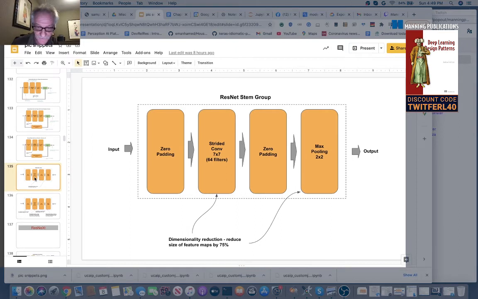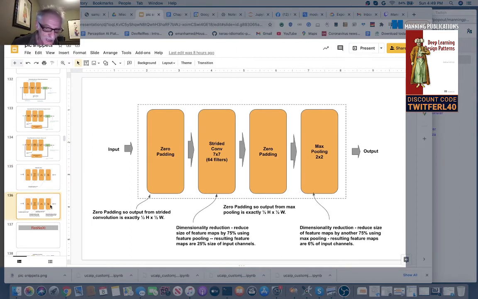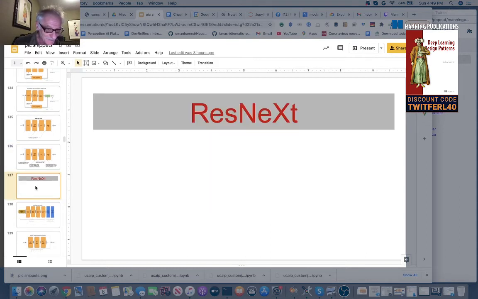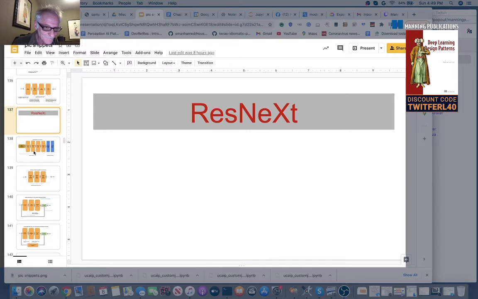Is there anything else worth looking at here? Nah, probably not. The stem was ridiculous in that early one. Okay, so let's look at ResNext next. ResNet came out of Microsoft, and if I recall, ResNext, did it come out of Microsoft? It's been a while. I'm trying to remember if it came out of Microsoft or Face++. I'll have to look that up.